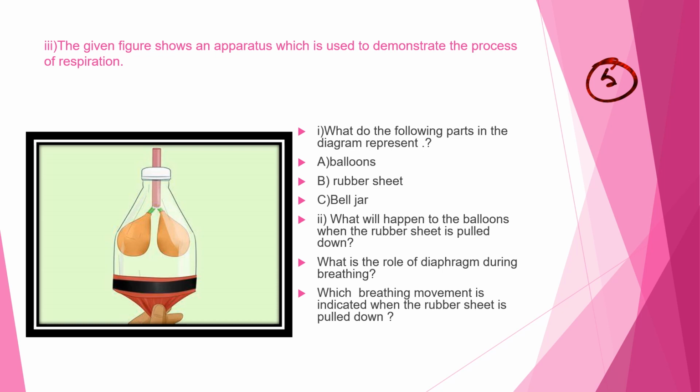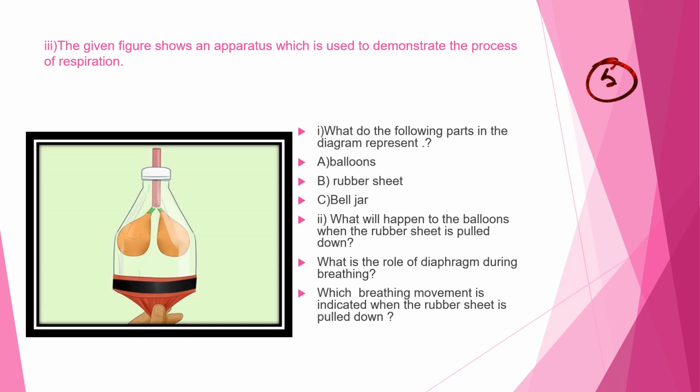When the rubber sheet is pulled down, the balloons will inflate. And the next question is, what is the role of the diaphragm during breathing? At the time of inspiration, the diaphragm contracts and flattens, which results in the increasing of the thoracic cavity. So more volume of air can be accommodated in the lungs, and during expiration, the diaphragm relaxes, thus bringing the thoracic cavity back to normal size.